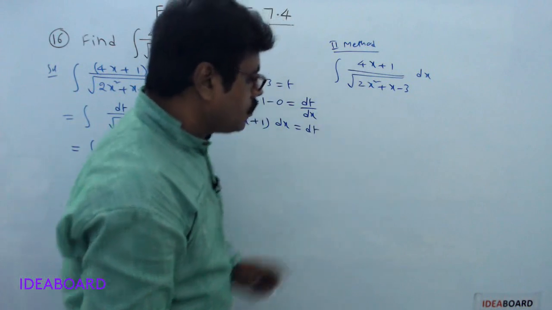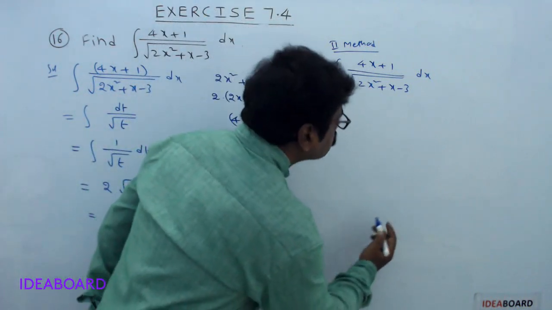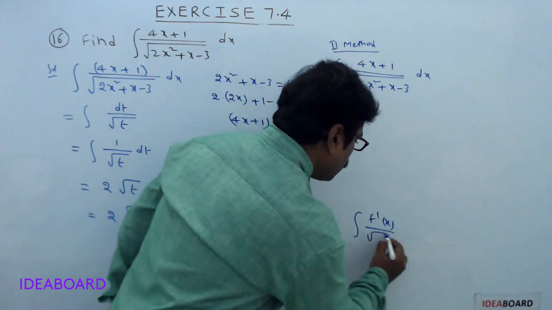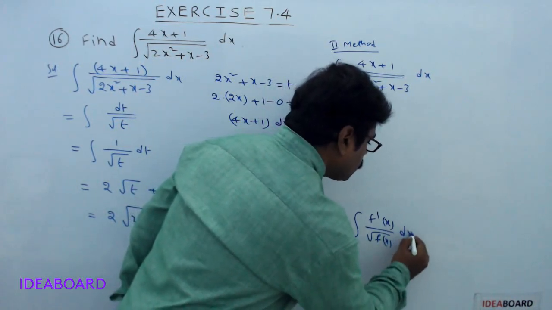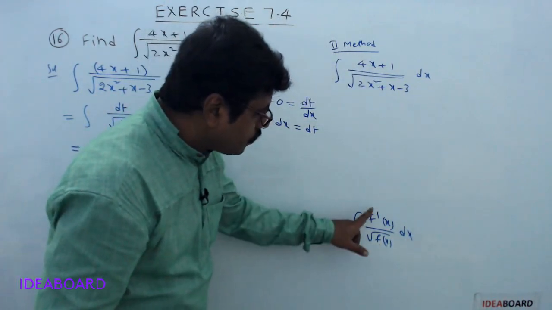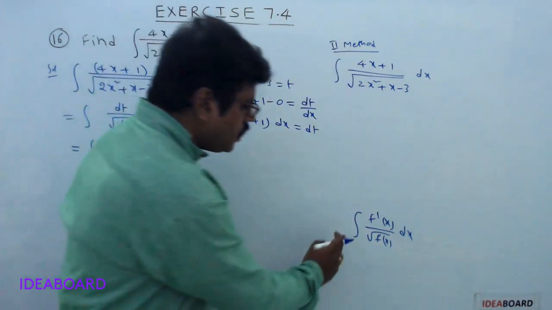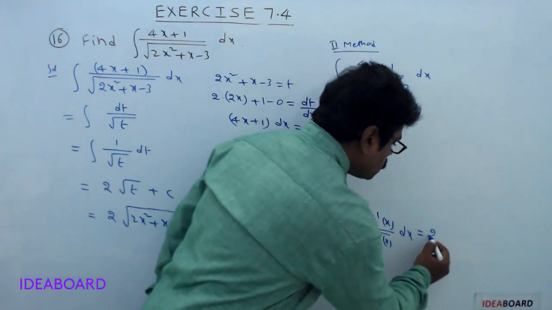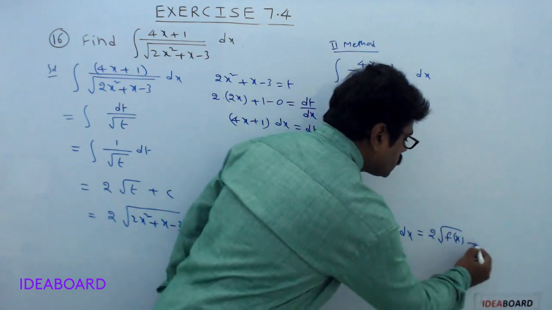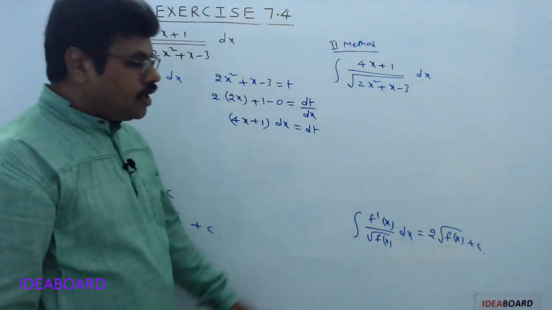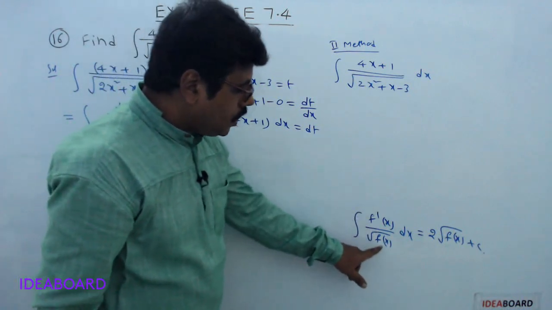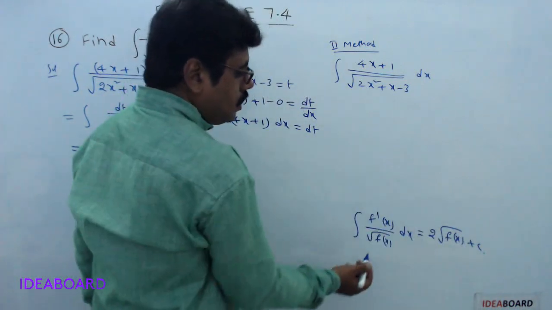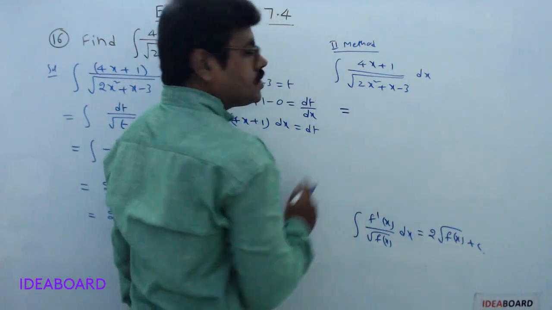Clearly, the derivative of 2x² + x − 3 is 4x + 1. So this term is of the form integral of f'(x) divided by root f(x) dx, where the derivative of f(x) is f'(x). What is the formula? Integral of f'(x) divided by root f(x) dx is 2 into root f(x) plus c. Now by using this formula, what is the answer?